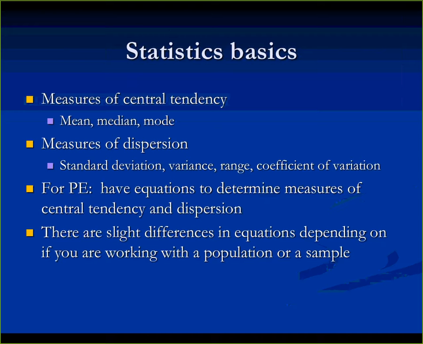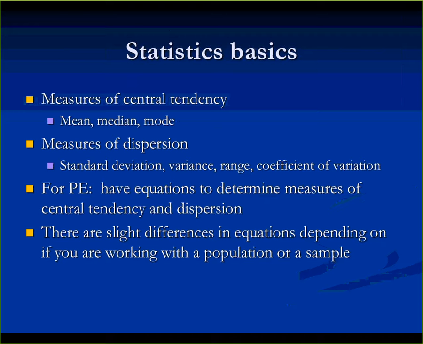And the coefficient of variation is similar to standard deviation. It's just the standard deviation divided by the mean, sort of like a normalized standard deviation for a given data set. So for the PE, I would just make sure you've got equations to determine the measures of central tendency and the measures of dispersion. Again, they're all given to you and they're pretty straightforward in your reference manuals.